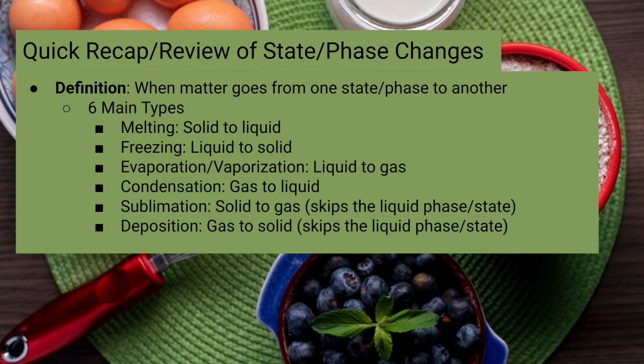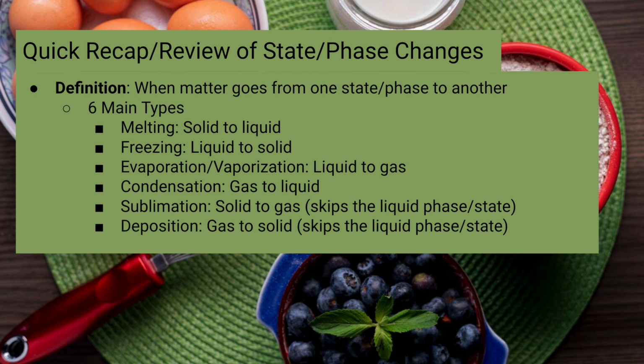The definition of a phase change is when matter goes from one state or phase to another. And there are 6 main types. Melting, that's when matter goes from a solid to a liquid. Freezing, that's when matter goes from a liquid to a solid. Evaporation or vaporization, they're the same thing. That's when matter goes from liquid to a gas. Condensation, that's when matter goes from a gas to a liquid.